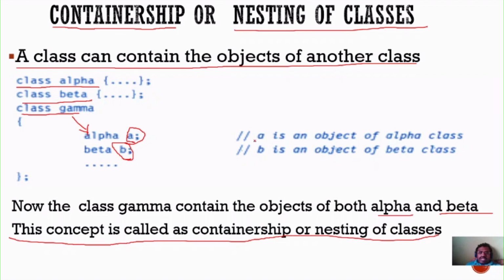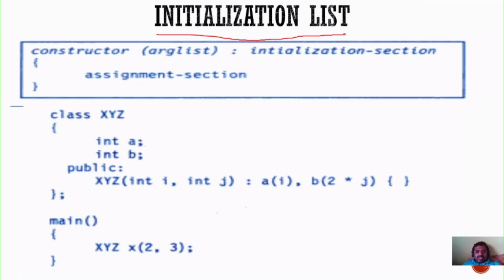Here A is the object of the alpha class, whereas B is the object of the beta class, contained in the gamma class. This particular concept we call containership. So how do we pass the arguments in derived classes so that they can be passed to the base class constructors? The format is like this: constructor, argument list, followed by a colon, initialization section, and the assignment section, which should be enclosed within a pair of curly braces.